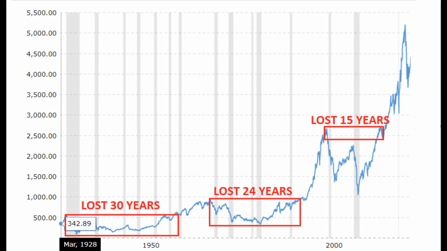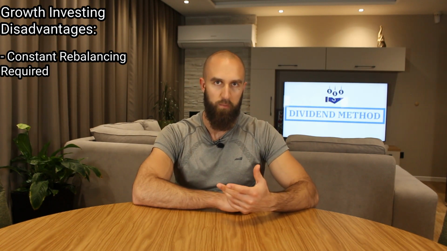It's a chart of the S&P 500 index that supposedly always goes up and is inflation adjusted. Now, granted, it does go up over time, but check this out. 30 years, then 24 years, then 15 years of lost periods. Will your retirement start being such a period? No one knows. It's a gamble. It's a gamble with your life. Can you afford that? Imagine what this famous 4% rule will do to your portfolio in such periods. You will get wrecked. The last disadvantage of growth investing I will talk about is the rebalancing issue.